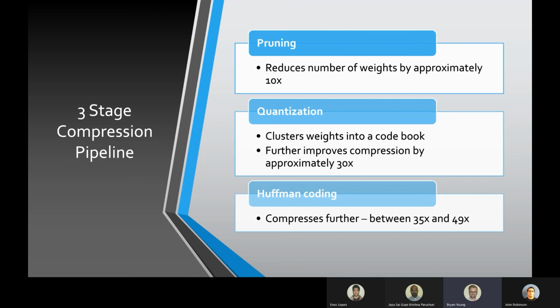Stage 2, quantization. We cluster those weights, the ones that are left, into a code book, and then retrain the neural network on the code book over and over again, further improving the compression by approximately 30 times. And finally, after pruning and quantization, we compress further with Huffman coding, which is a process that will be described a little bit in just a moment.